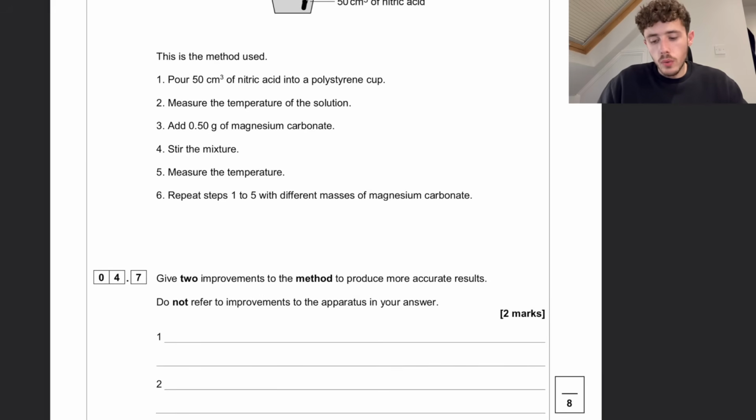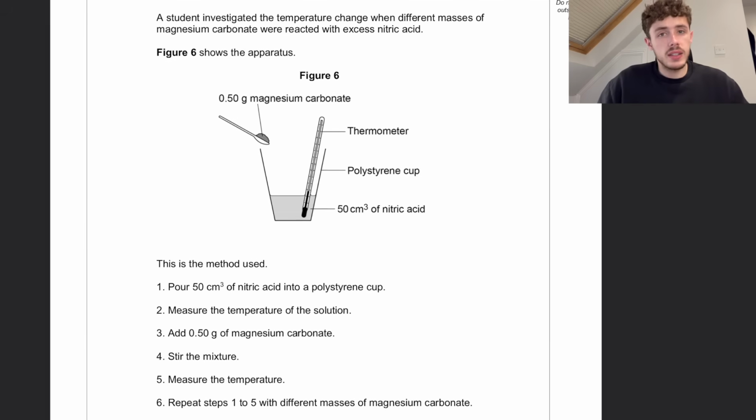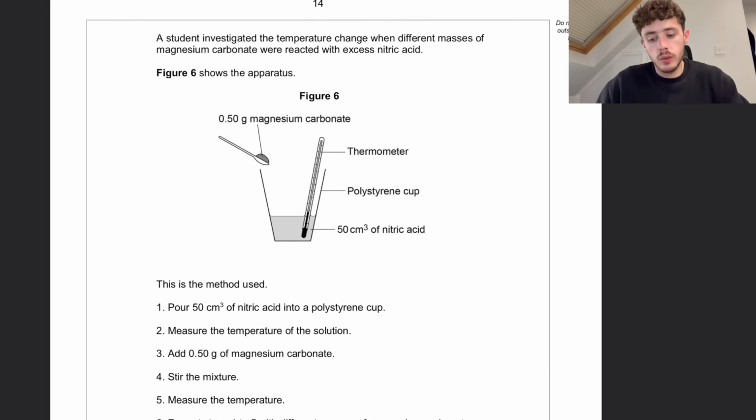So a typical one when it comes to improving a method is to do repeat experiments of the same thing. For example, you could have 3 of these going on at once, and a better way of saying that is for every mass of the magnesium carbonate, you could take, say, 3 or 5 readings and then find the mean and discard any anomalous results. Because if you only do 1, as I'm sure you've heard a million times, that could completely skew the results if you get some weird reading. So that would be our first one.